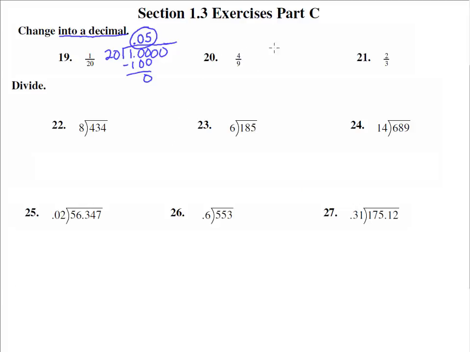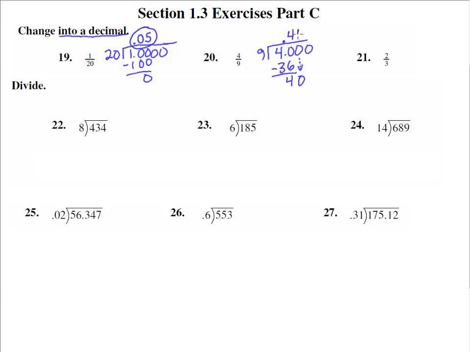4/9. So we're going to take 4 divided by 9. Put some zeros out here so we can see what's going on. Does 9 go into 4? It does not. Put the decimal straight above. 9 going into 40 is 4. 4 times 9 is 36. Subtract, 40 minus 36 is 4. Bring down this 0 right here, and we get 9 goes into 40.